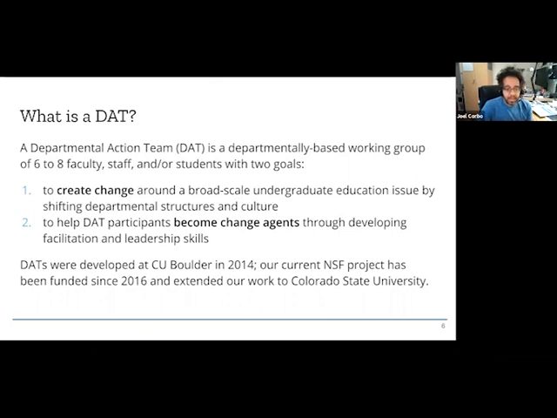And the other big goal of a DAT is to support the participants to become better change agents. So to become better at making change through developing their facilitation and leadership skills and other skills. DATs first were developed at CU Boulder back in 2014, so they're about 6 years old now. The current NSF project that we're working with has been funded since 2016, and that extended our work to Colorado State University. So now, we've been running on 2 campuses.